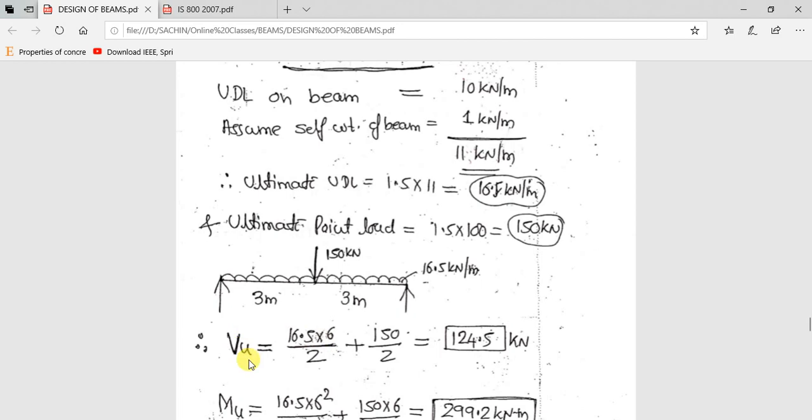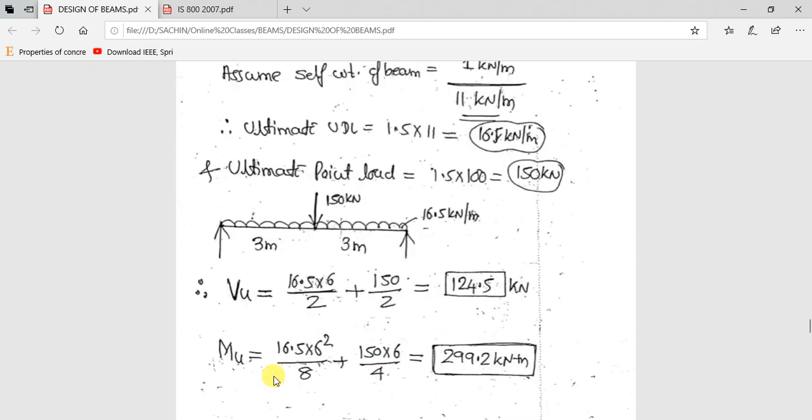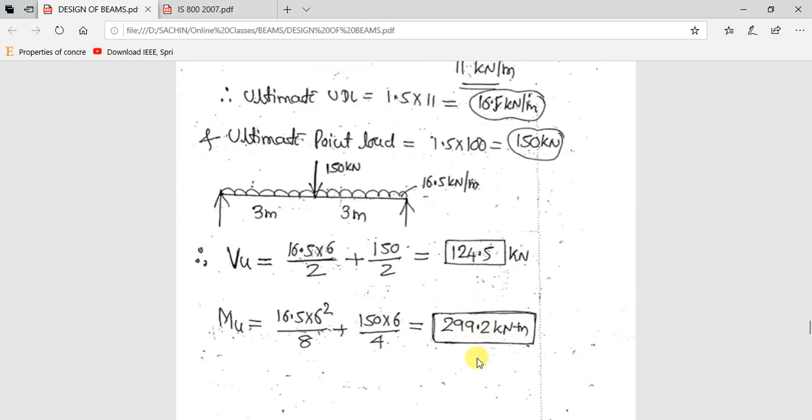So in order to calculate shear force, it is 16.5 into span by 2, and for point load it is nothing but the half of it, as it is acting exactly at the midpoint. The maximum shear force acting here is 124.5 kilonewton. The maximum moment is given by WL square by 8 plus WL by 4. This is due to UDL and this is due to point load. So maximum moment will be 299.2 kilonewton meter.